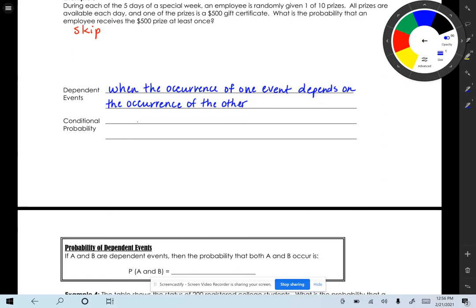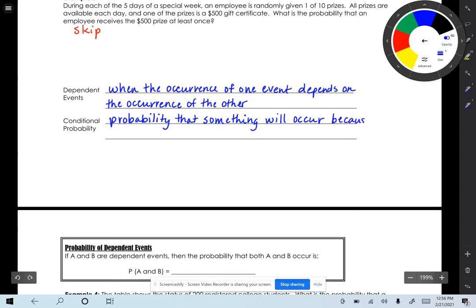Okay. And conditional probability is the probability that something will occur because something has already occurred.